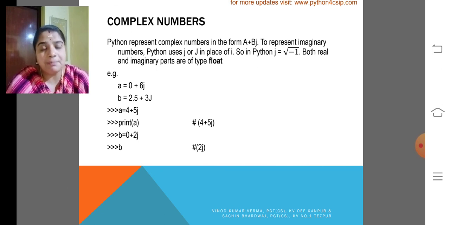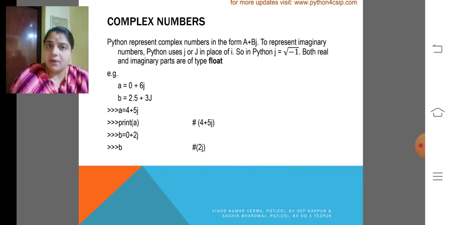So if we have to display 10 plus 6j, what is the imaginary part there? 6j. Both real and imaginary parts are of float type. The complex numbers are of type float only. I think you are all clear about complex numbers.